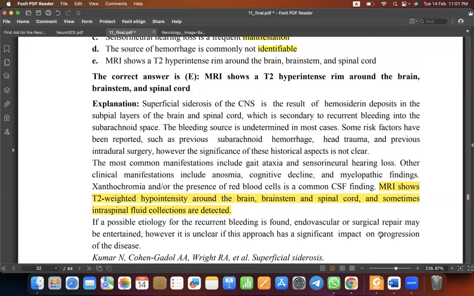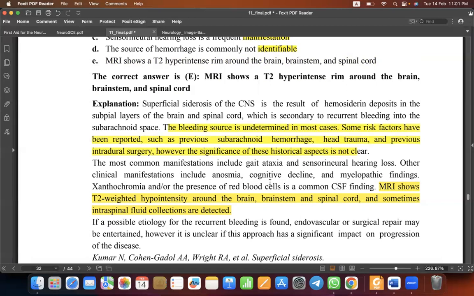Okay, but the issue is that sometimes the most important thing, the source of bleeding, is very difficult for us to determine. So the bleeding source is undetermined, but sometimes there could be some risk factors as well. But the issue is that there is bleeding, there is hemosiderin deposit, particularly in the subpial layer of the brain and spinal cord. The patient is having a lot of problems regarding that.